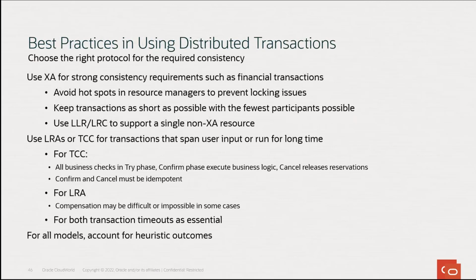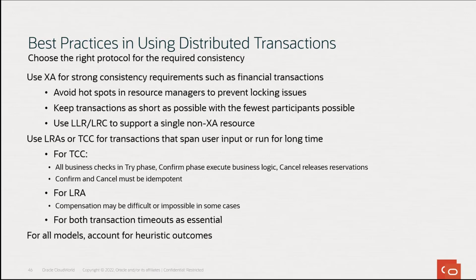A little bit about some best practices. The key thing here is to choose the right protocol for the consistency that you need for your particular applications. So if you need strong consistency, like for financial transactions, XA is the obvious use case. Some things about XA, though: you need to avoid things like hotspots, because during the execution of an XA transaction, the resource manager will have locks being held, typically on rows in a database or messages in a queue. And that can get you a hotspot and serialization issues if you're not careful about the design of your resource manager use. So, how your tables are designed and how your application makes use of those tables and the rows.